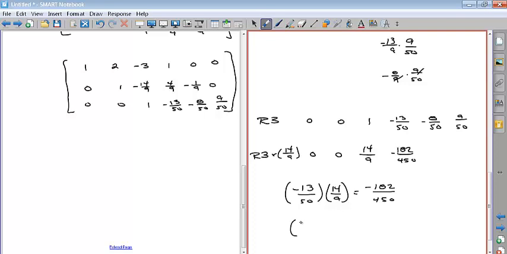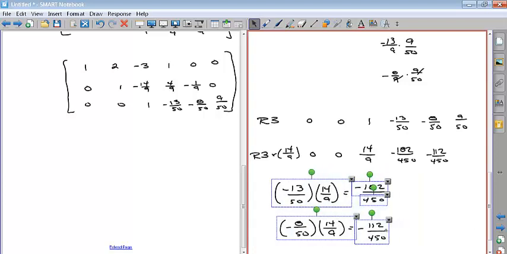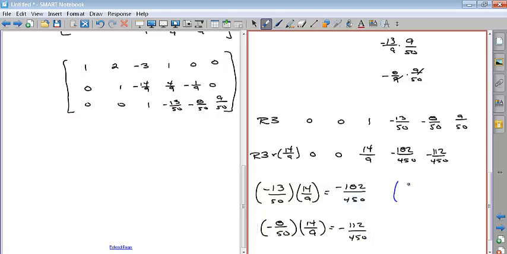Then we take the next one, which is negative 8 fiftieths times 14 over 9. So 8 times 14 is 112, so we get negative 112 over 450. So that's the next one, negative 112 over 450. And the last one we need to do is 9 over 50 times 14 over 9. Nines cancel out, and we get 14 over 50. And it's positive, 14 over 50.